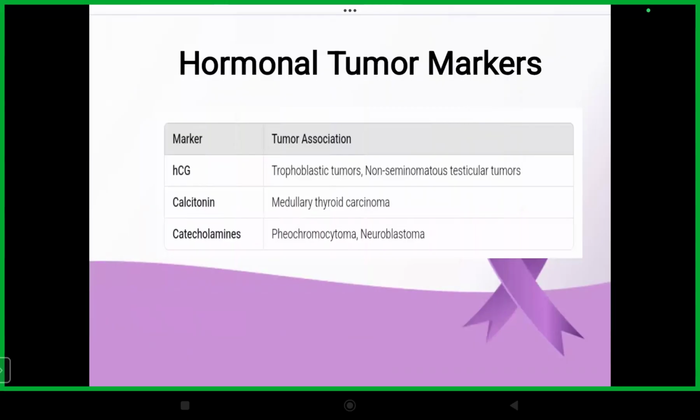Hormonal tumor markers are hormones which are increased as a result of a tumor or in association with a tumor. Examples include beta HCG, which is seen in association with trophoblastic tumors or non-seminomatous testicular tumors. Then calcitonin, which is another hormone seen elevated in case of medullary thyroid carcinoma. Then catecholamines, which are usually seen associated with pheochromocytoma, that's adrenal tumor, and in neuroblastoma.